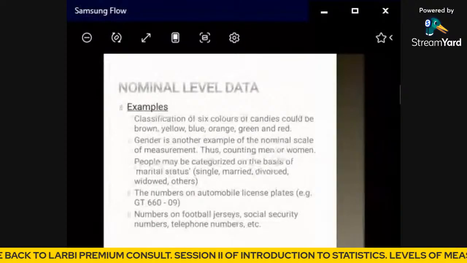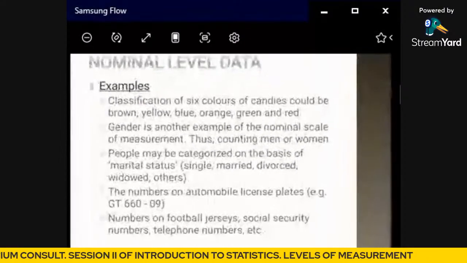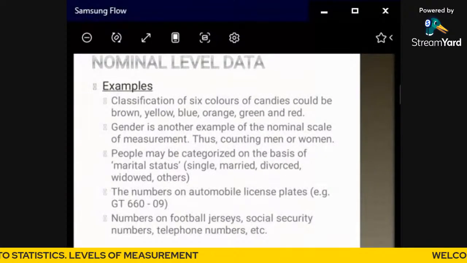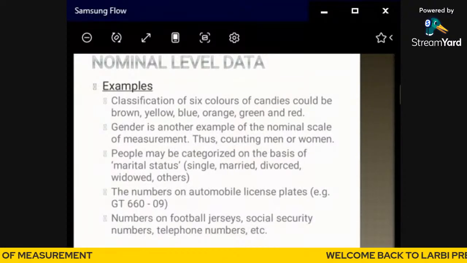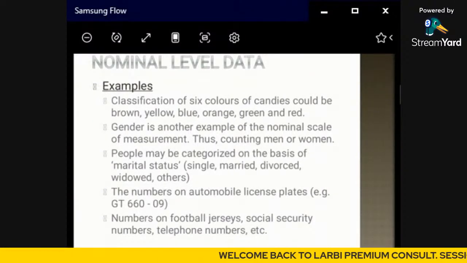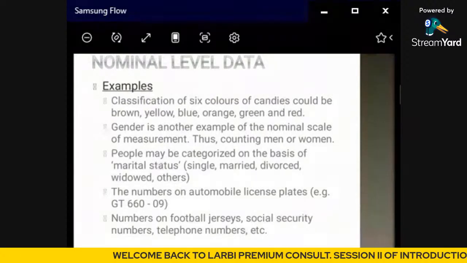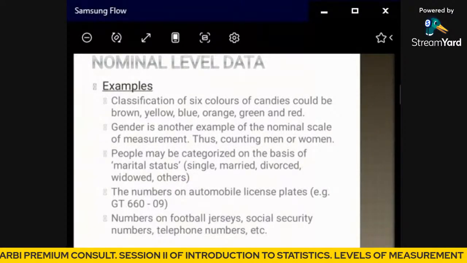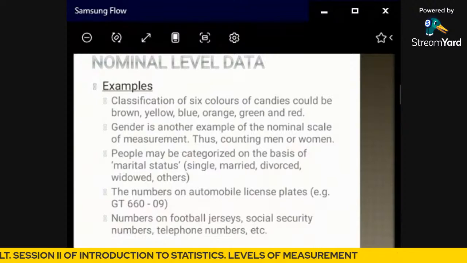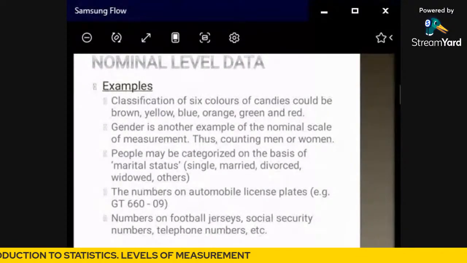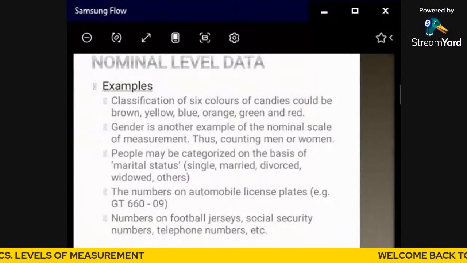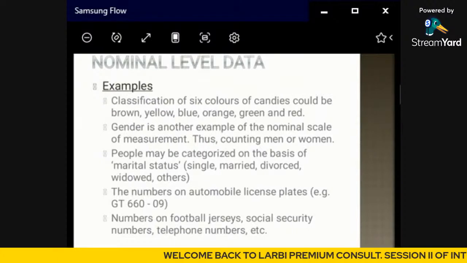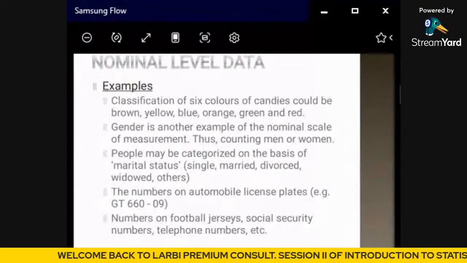Now, these are some of the examples. As I said, gender is one. You can also talk about colors. Classification of colors of candies could be brown, yellow. If that particular color is not part of the candy, then it cannot be part of it. Gender is also another. Then people also categorize on the basis of marital status: single, married, divorced, and widowed. If you are part of this, you are within one group or one class. Is that okay? And then you also have numbers of automobile license plates. These are all examples of nominal data, and numbers of football jerseys, and so on. So let's take note of that.